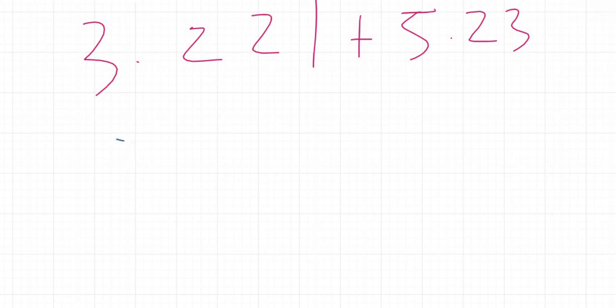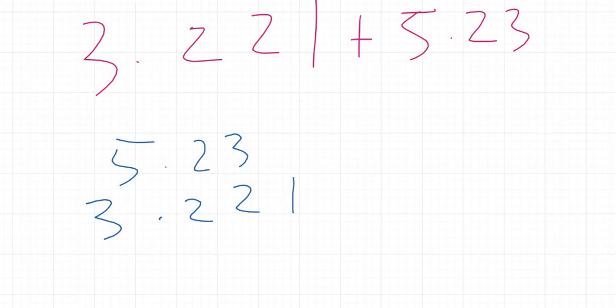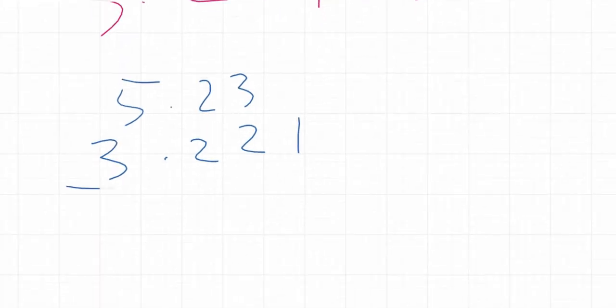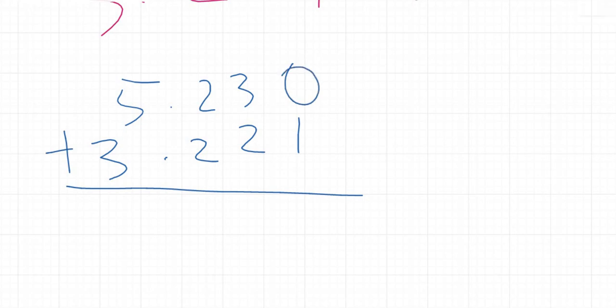So I put 5.2, 3, 3.221, and since this one doesn't have 3 decimal places, we could put a 0 there, and we'd say 0 plus 1 gives you 1, this is 5, 4, and we say 8. And so there you go. We answer for adding those.